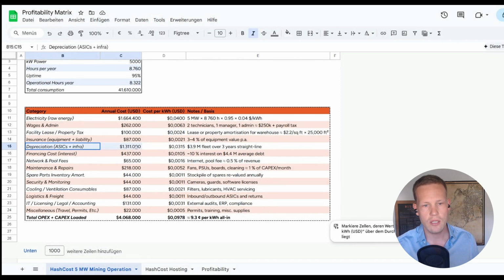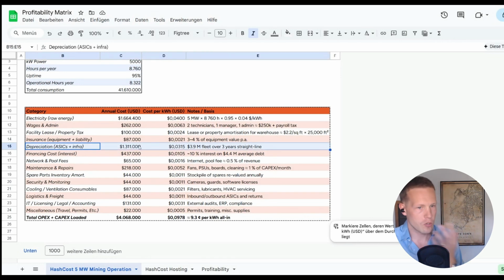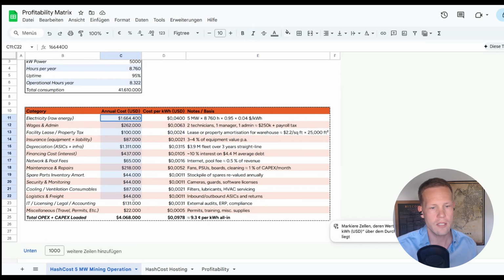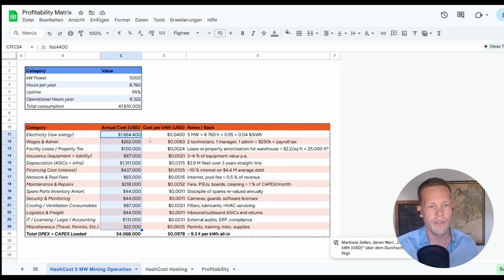$200,000. Depreciation, this is something you can add. You don't have to if you're hosting, for instance, right? Some people leave it out, I guess. But if you look at all of these values, you can look at the numbers I put next to it. And then all I did really is divide the total annual number by the total annual kilowatt hours consumed. And then we get to our per kilowatt hour cost.